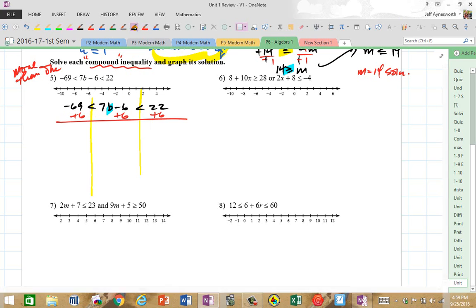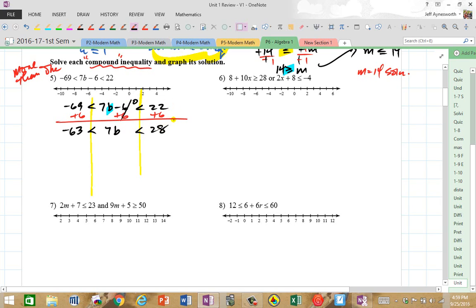So what we have is negative 69 plus 6, which is negative 63, is less than 7 times b. These cancel out to 0. 22 and 6 is 28. Now, I'm not done solving for b yet because it's being multiplied by 7. And I said multiplied by 7 because that's important, right? You always do the inverse, which is division. So the inverse of multiplying by 7 is dividing by 7. So you do it to all three parts. And you get negative 63 divided by 7, which is negative 9, is less than 1b, or b, which is less than 4.